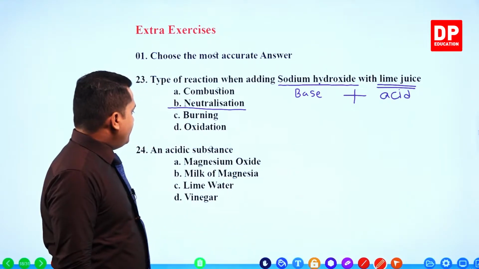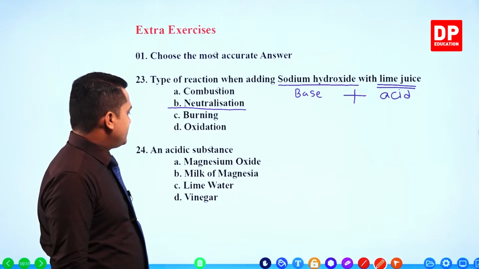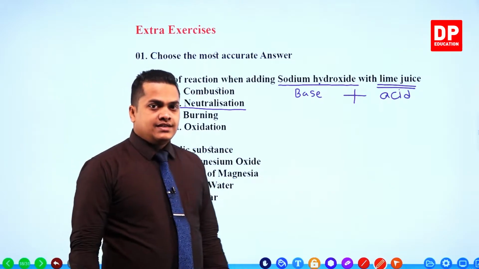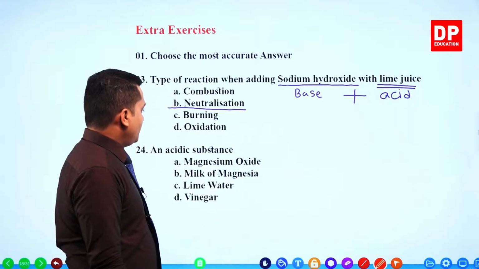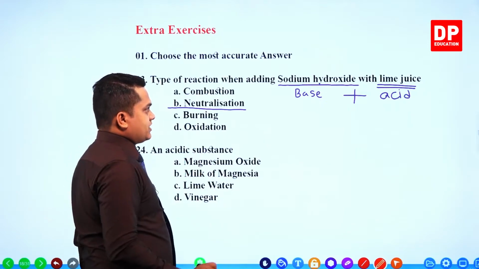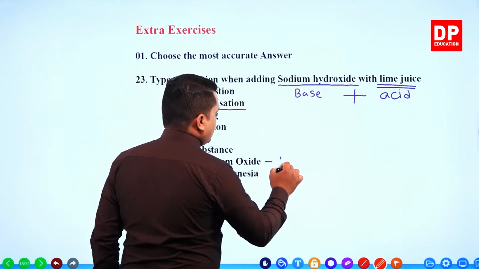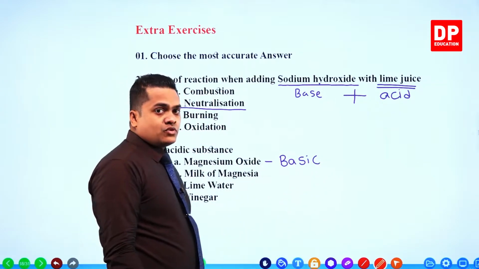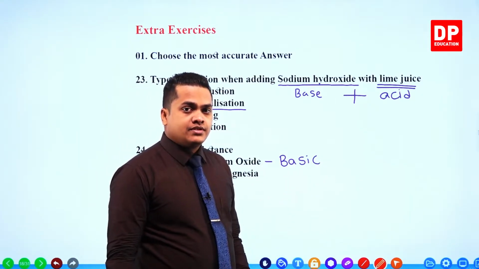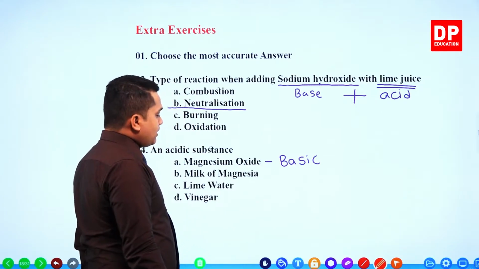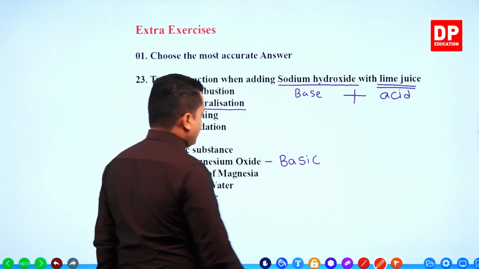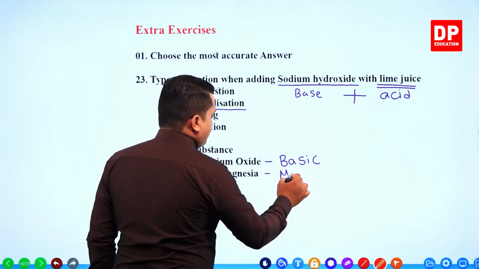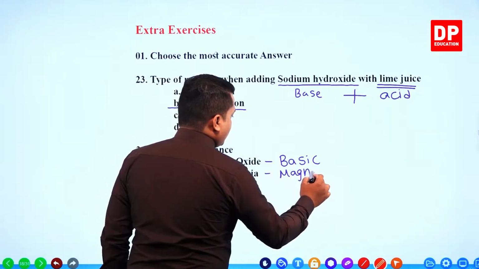Question number 24. An acidic substance, right? Magnesium oxide, I told you in the earlier cases also, magnesium oxide is a basic substance. Second one, milk of magnesia. Milk of magnesia is also referred to as magnesium hydroxide.